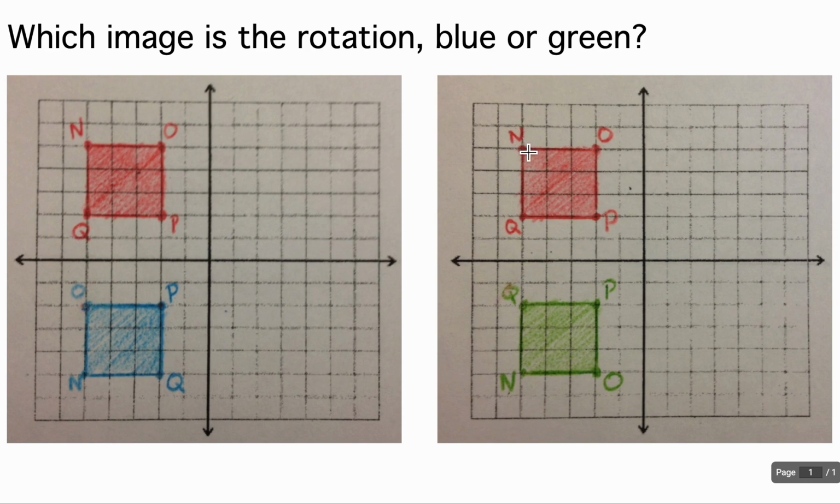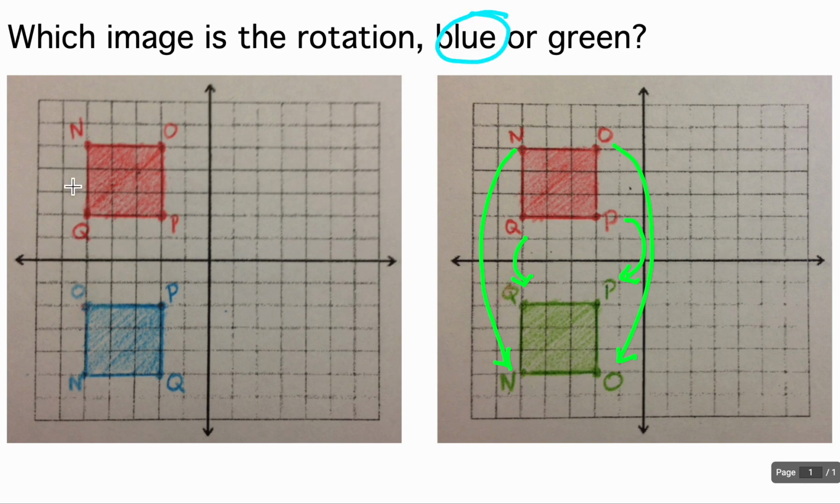Let me take a look at this green one. N and Q, Q and N, O and P, P and O. So this one over here is a reflection. Here's how I'm thinking about it. This P is reflected here and O is reflected over to this one. Q is reflected here and N is reflected further away. So that means my answer is blue.